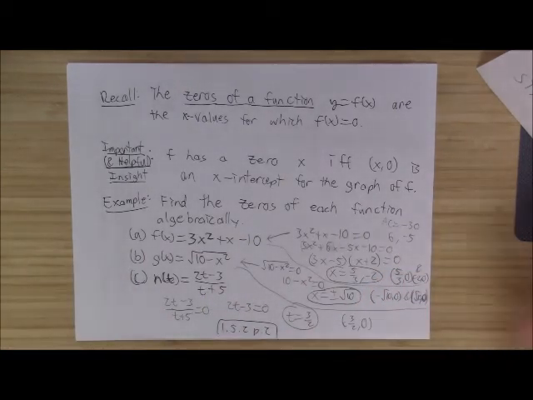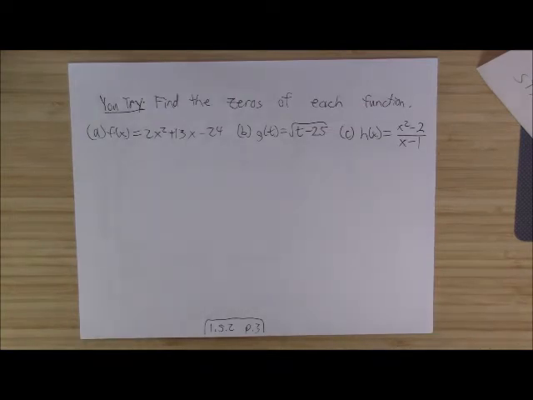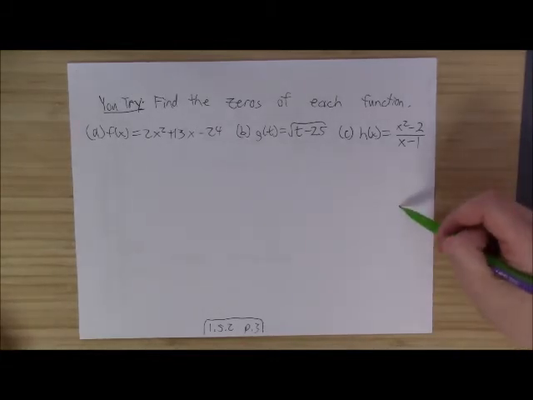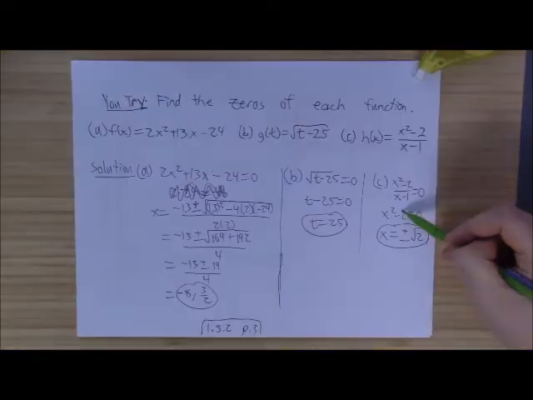All right. And now it's time to have you try an example. So go ahead and find the zeros of each of the following functions, and on the count of 3, I'll reveal the answer. 1, 2, 3.